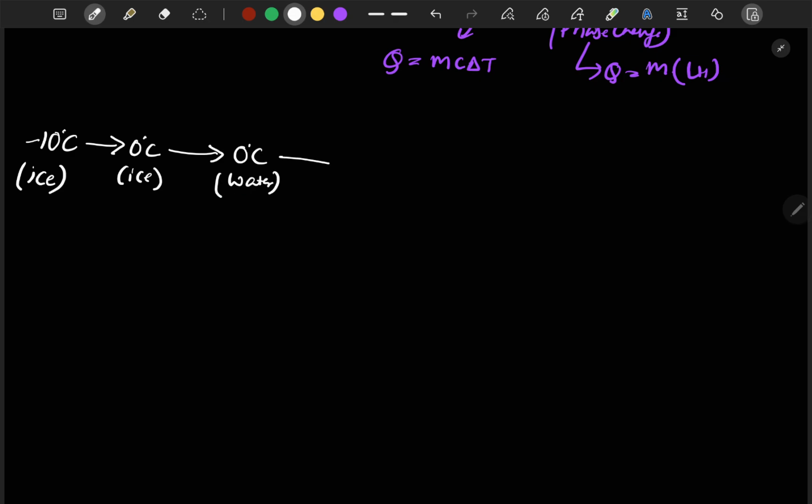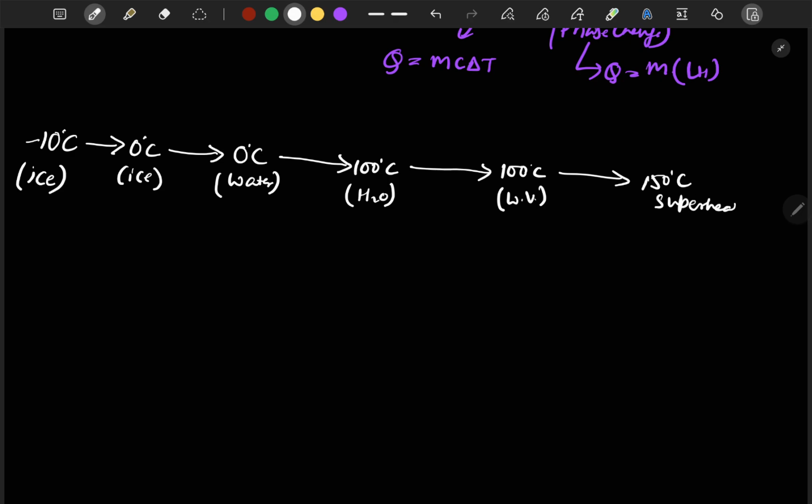Then after some more heating it will reach 100 degrees Celsius water. Then after some more heating it will reach 100 degrees Celsius, and this will be water vapor. And then if we heat it further, let's say to 150 degrees Celsius, then it will be superheated steam.